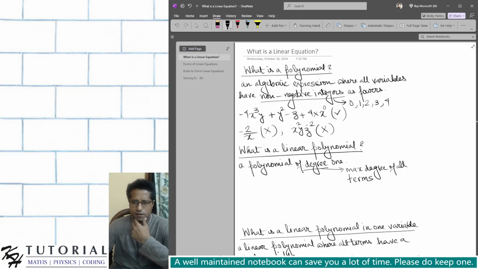So I hope it is clear what is meant by a polynomial. That is, a polynomial is an algebraic expression. It can have one or more variables, but all the powers of the variables must be non-negative integers. That is, they can be 0 or 1 or whole numbers.